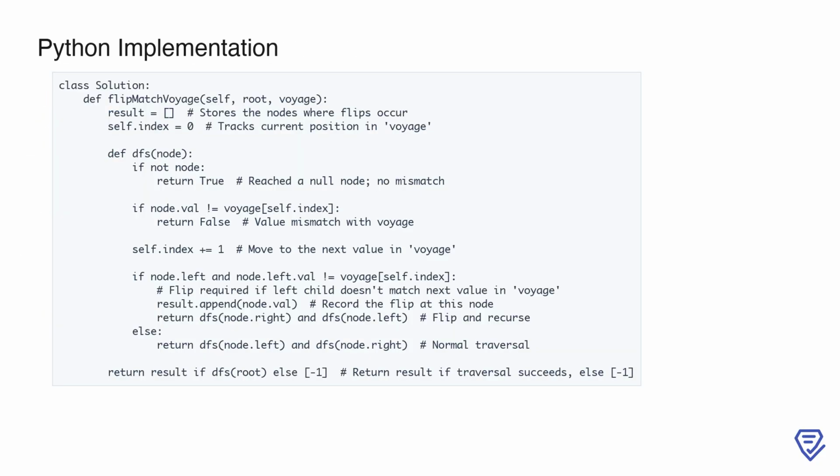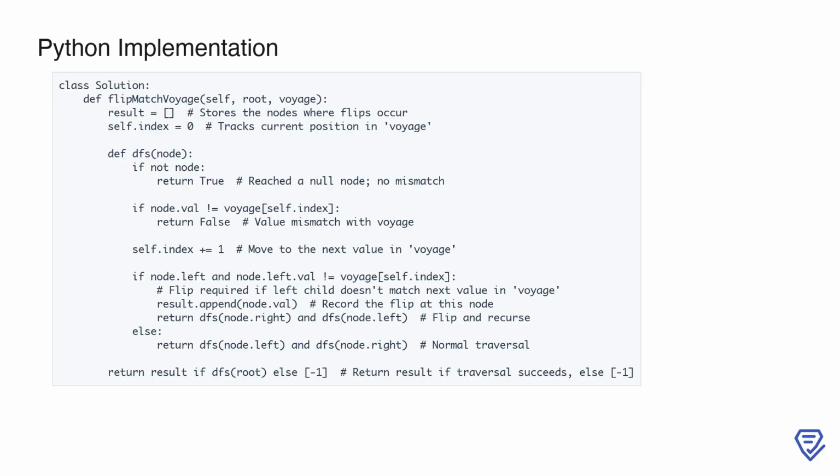This implementation solves the problem using a depth-first search (DFS) approach to traverse the binary tree while comparing it to the given voyage array. The flipMatchVoyage function initializes a result list to track nodes where child flips occur. It also sets an index to track the current position in the voyage array. The inner helper function DFS performs the traversal.